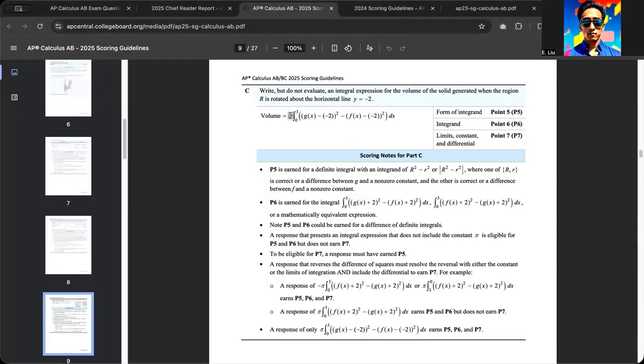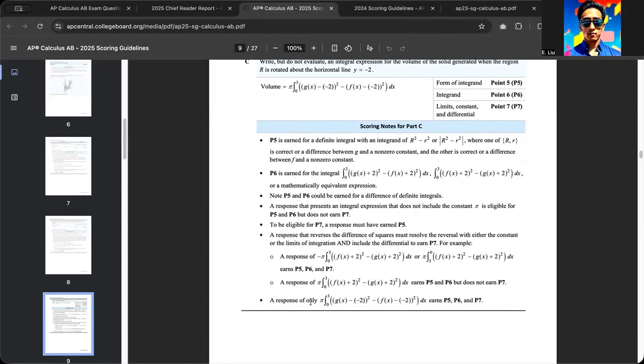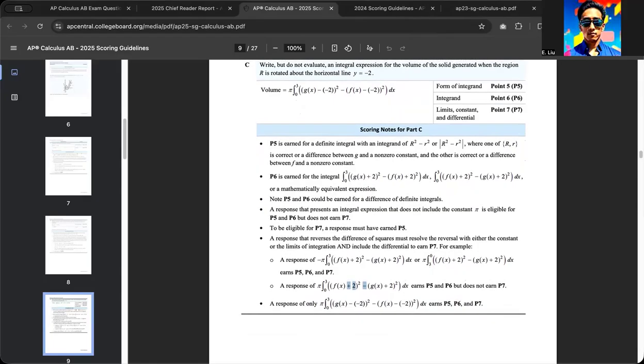As you can see, the volume is pi, from 0 to 3, of g of x, the outside function, squared, minus f of x minus the -2 squared as well, with our dx. Notice this: the response of only this earns all 3 points. You can also go ahead and distribute that negative into the -2. That still works as well. You are adding a distance of 2 to that function. So there we go. Let's get into that last one as well.